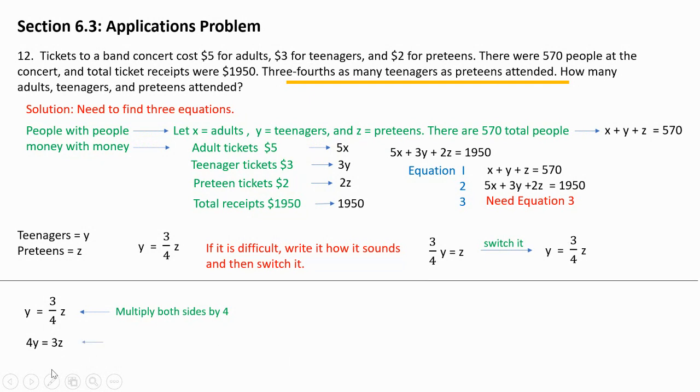Equals a constant. So the z has to go to the left side. So I subtract 3z from both sides. So I get 4y minus 3z equals 0. So that's equation number 3.